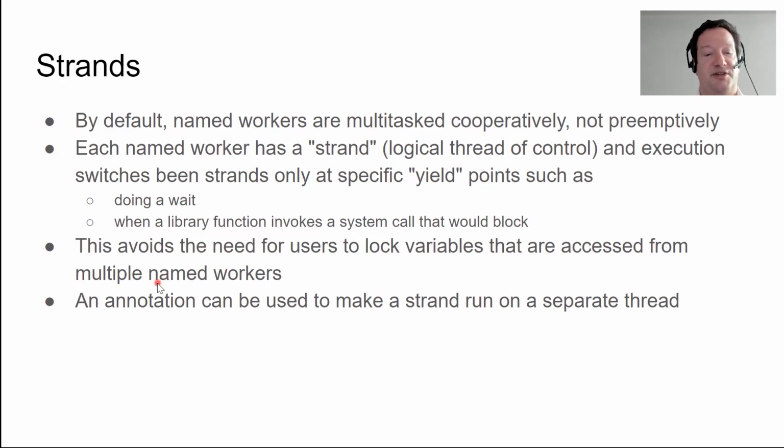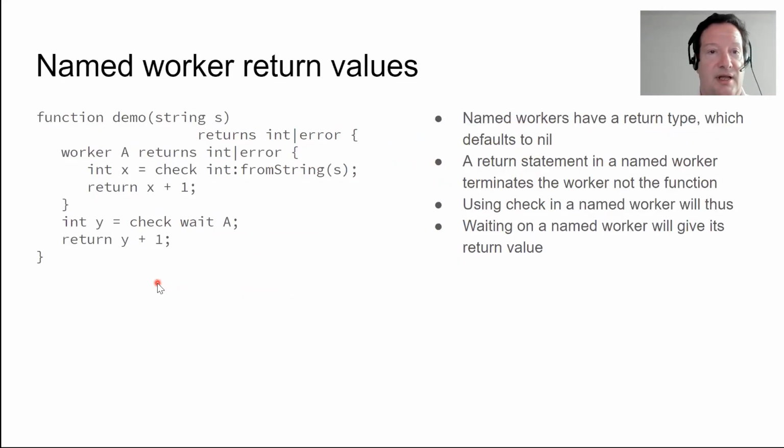And there's an annotation that you can use if you really know what you're doing, to make the strand for a worker run on a separate thread. So when we say strand, that's the word we use to mean logical thread of control, which may be a thread or may not be a thread, depending on the annotations and how it's used. So workers have return values.